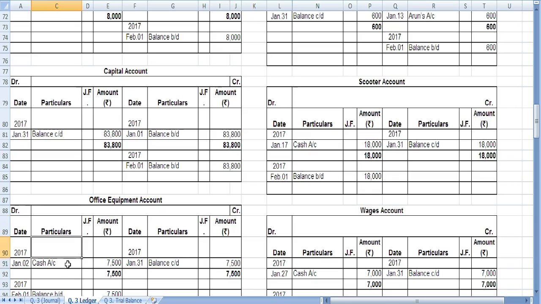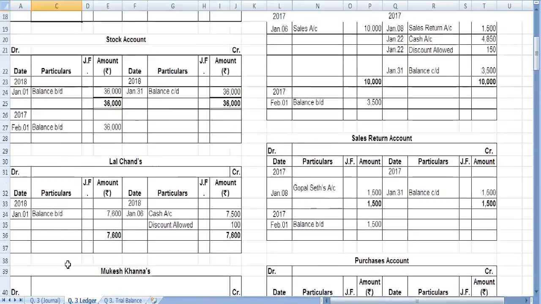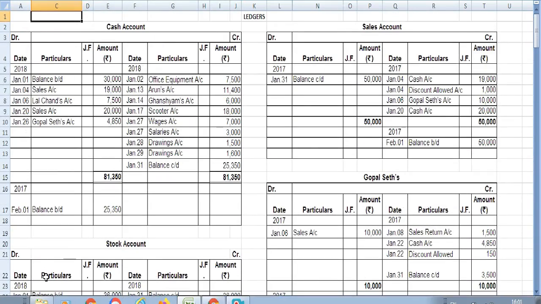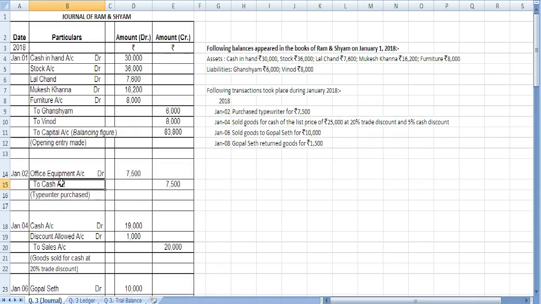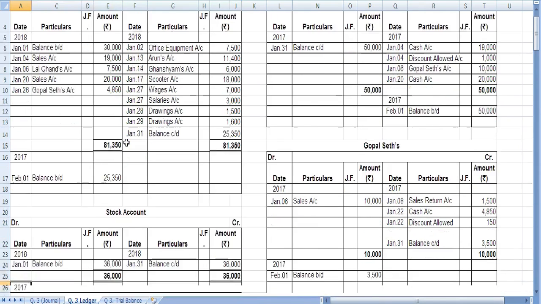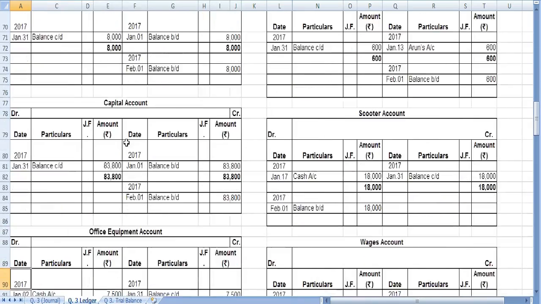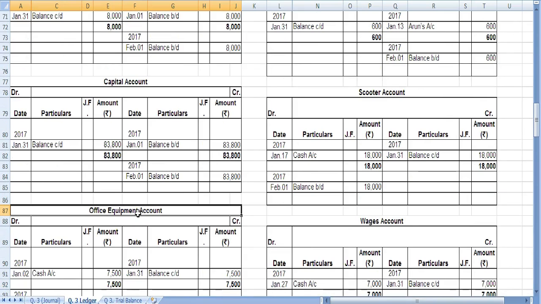So we will go to the cash account ledger, and what is on this side, on the top side, will become by. So here it will be by office equipment to cash, if you read it this way. And here it will be office equipment to cash 7,500.